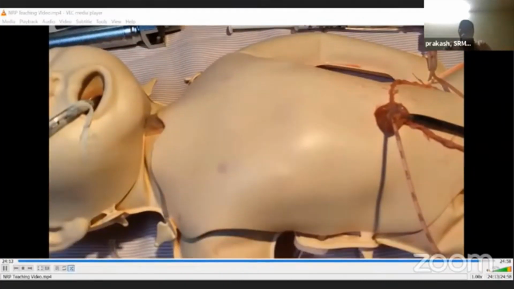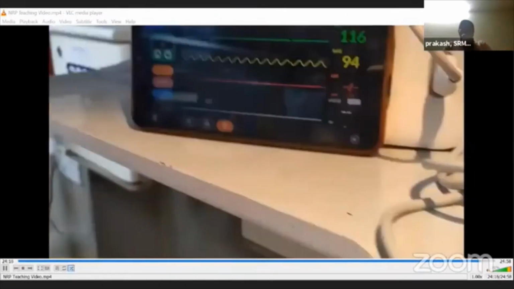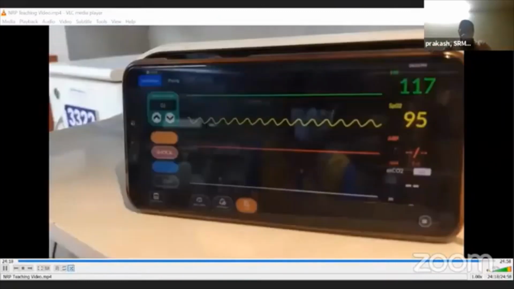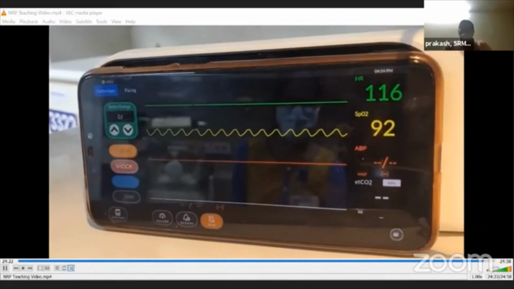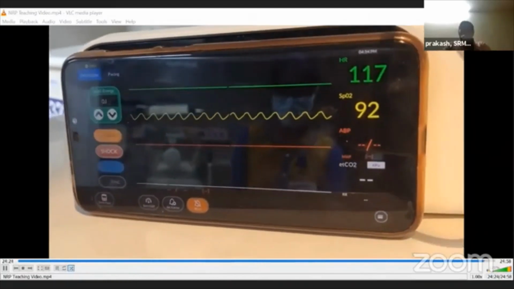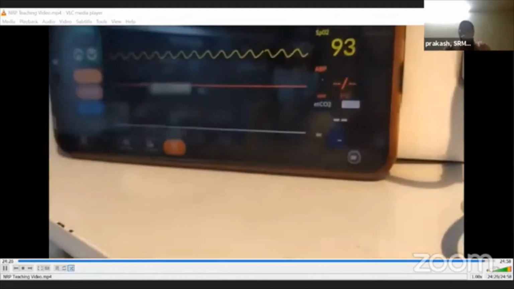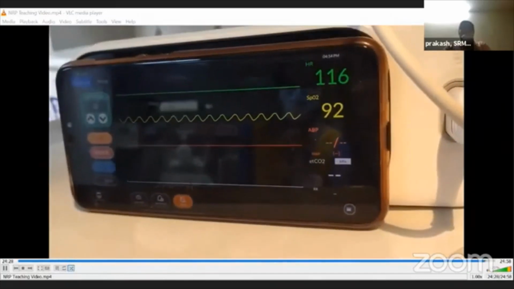We are going to again assess the heart rate and saturation. Saturation is 95%, at the end of 5 minutes. So we have resuscitated for about 5 minutes, and now the heart rate is 117 and saturation 93, which is in the target range, so we are happy and we can start giving positive pressure ventilation.